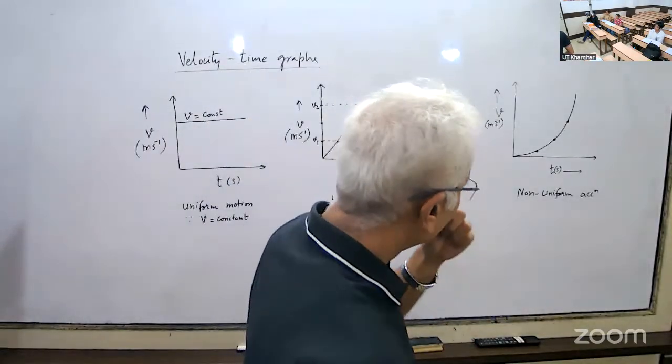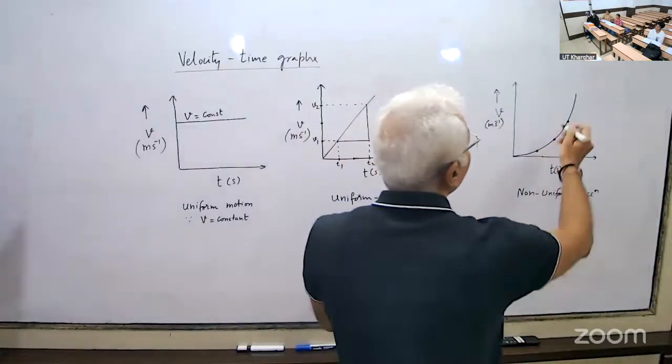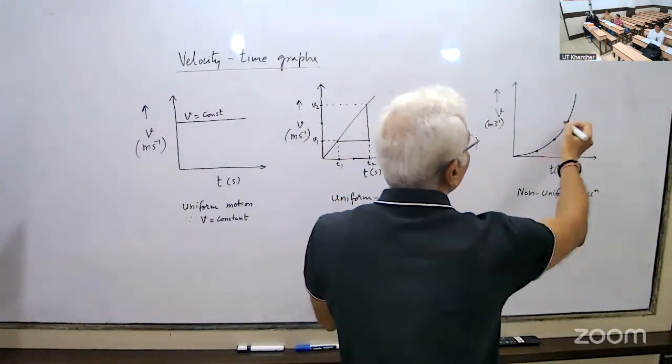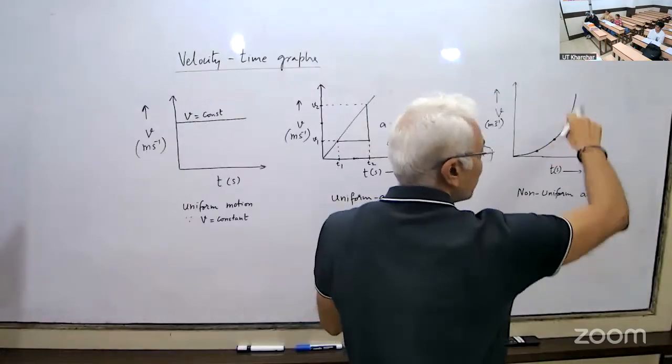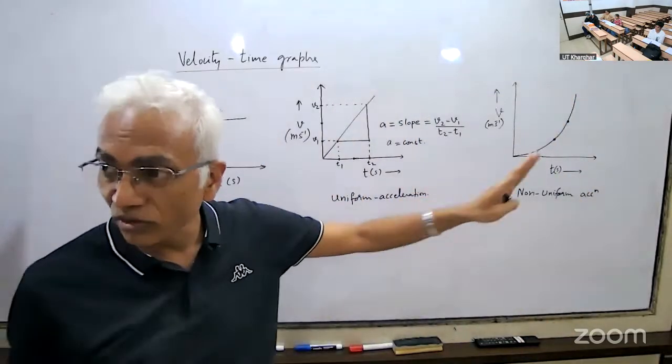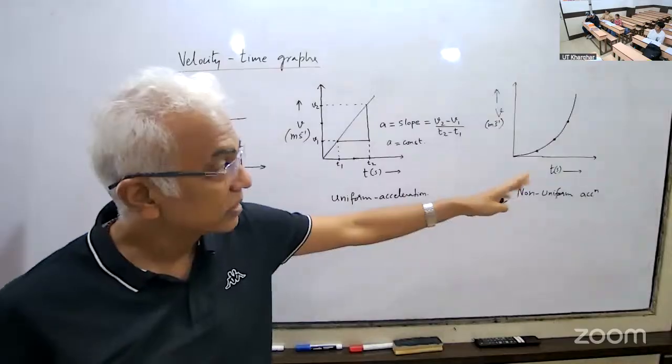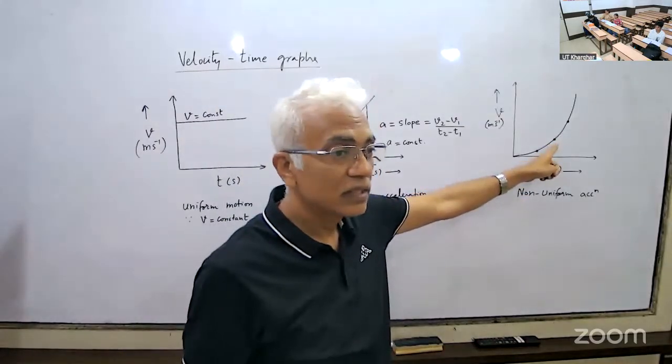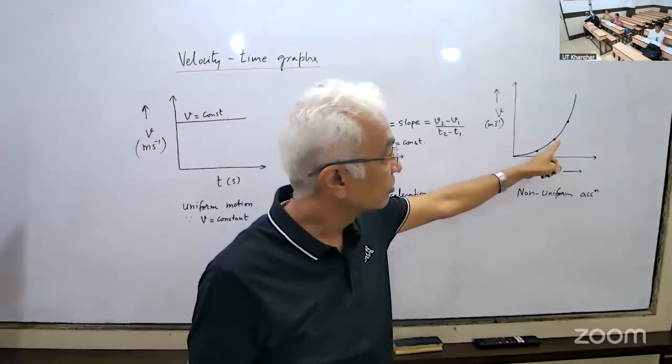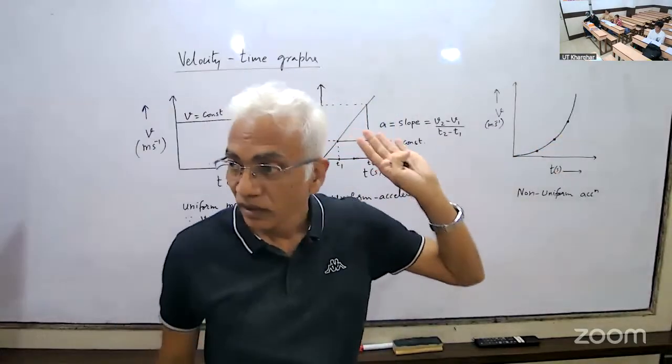Okay? So here also, if you join these two points, it will be the average acceleration between these 2 points, because now the acceleration is also changing. You can calculate the average. You can find instantaneous acceleration if you find the slope of the tangent at that point. Okay, is that clear?